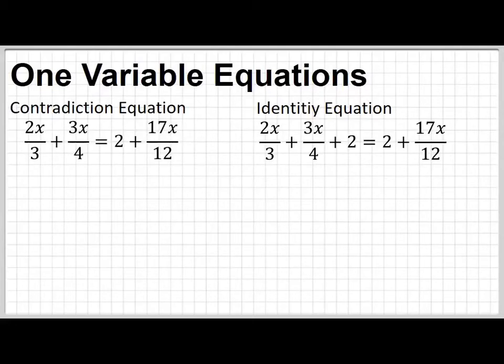Alright, for this next one we're going to look at a contradiction equation and an identity equation. First, a contradiction equation. Now the key to solving these equations is to manipulate both sides to look like different equations. Now the equations actually aren't different, they're going to be exactly the same. You keep equations the same by doing the same thing to both sides. So for example, let me show you really quick.